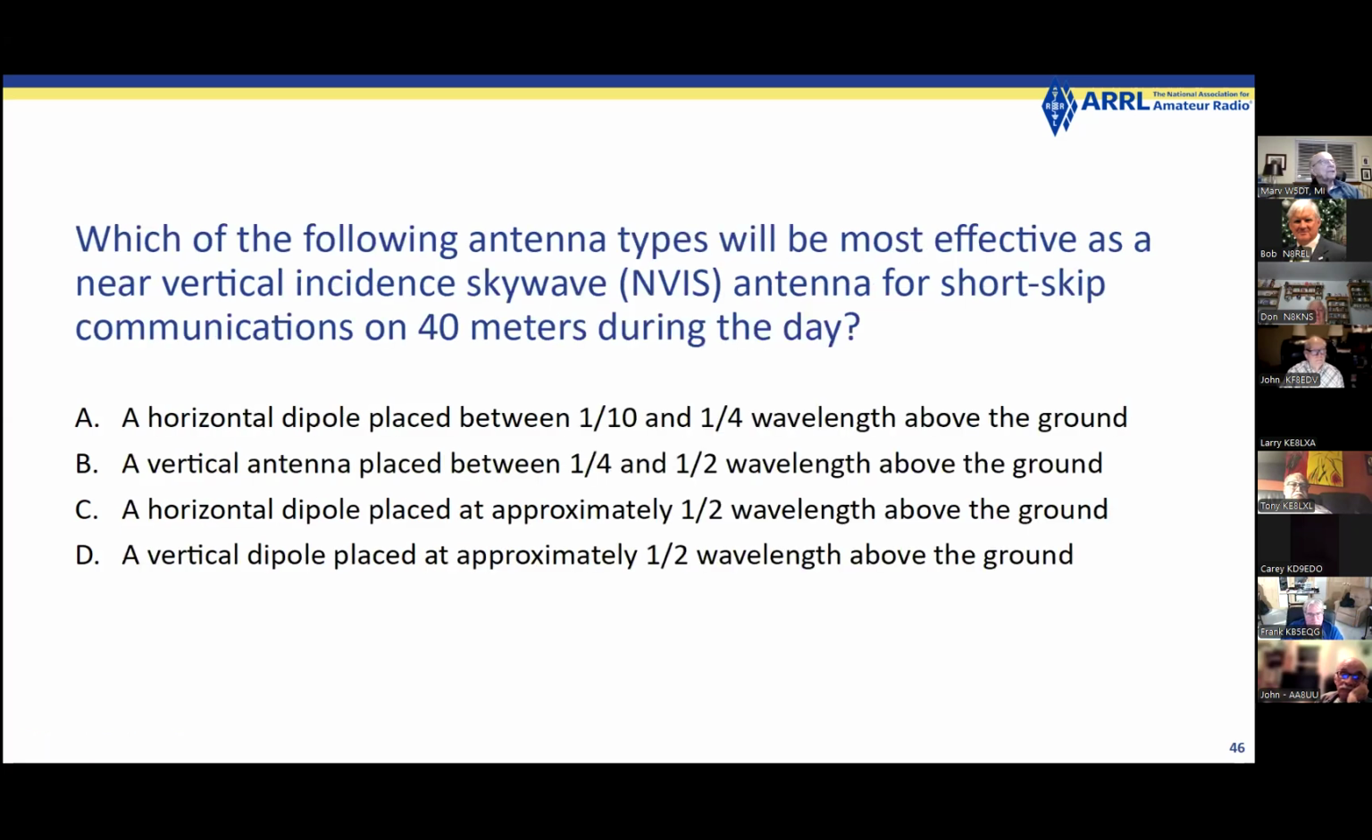Which of the following antenna types will be most effective as a near vertical incidence skywave antenna for short skip communications on 40 meters during the day? A horizontal dipole placed between a tenth and a quarter wavelength above the ground, a vertical antenna placed between a quarter and a half wave above the ground, a horizontal dipole placed at approximately a half wavelength above the ground, or a vertical dipole placed at approximately 1/2 wavelength above the ground.